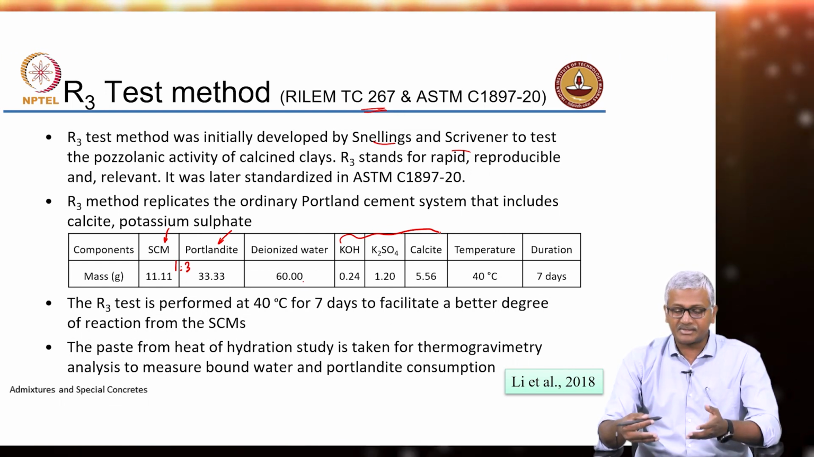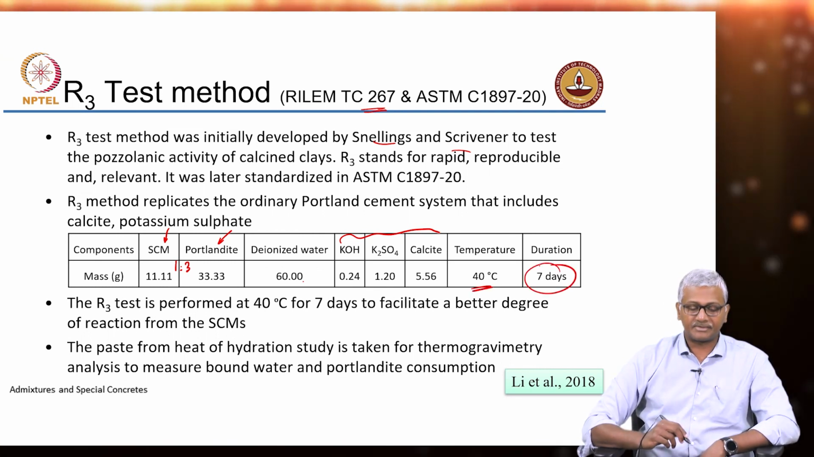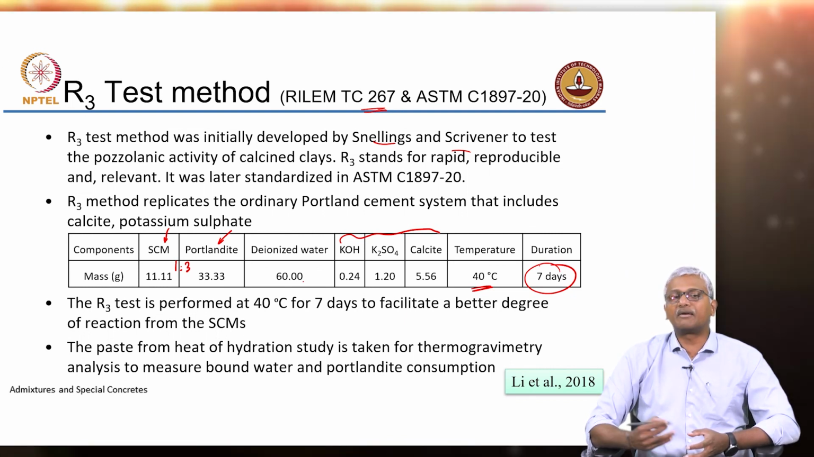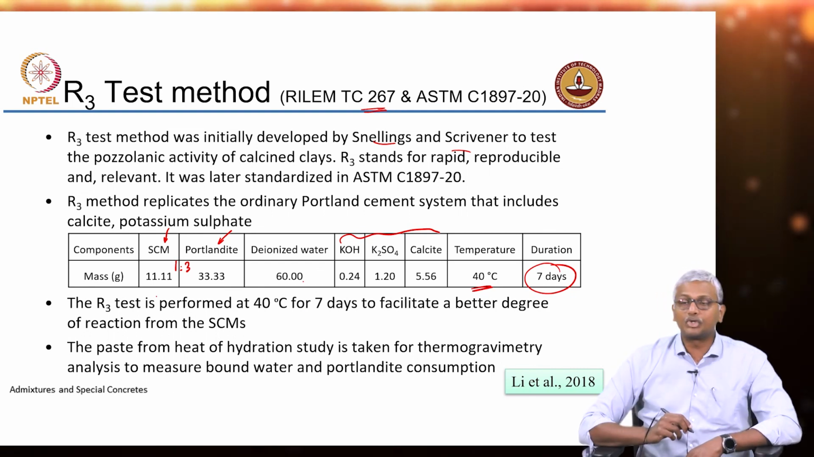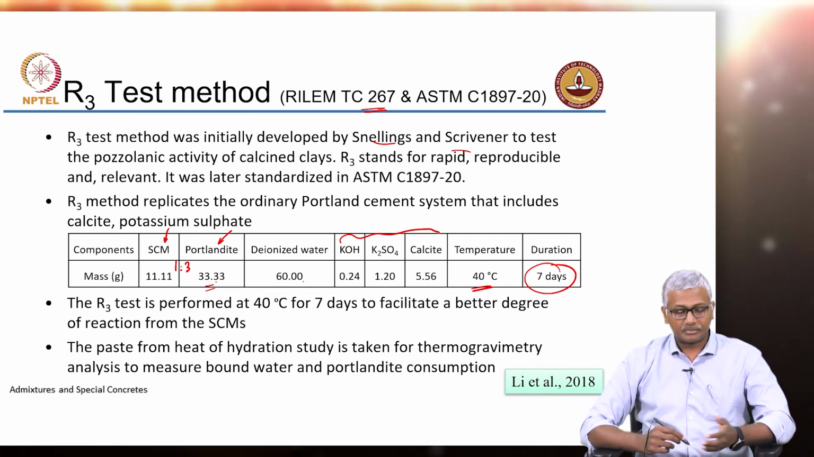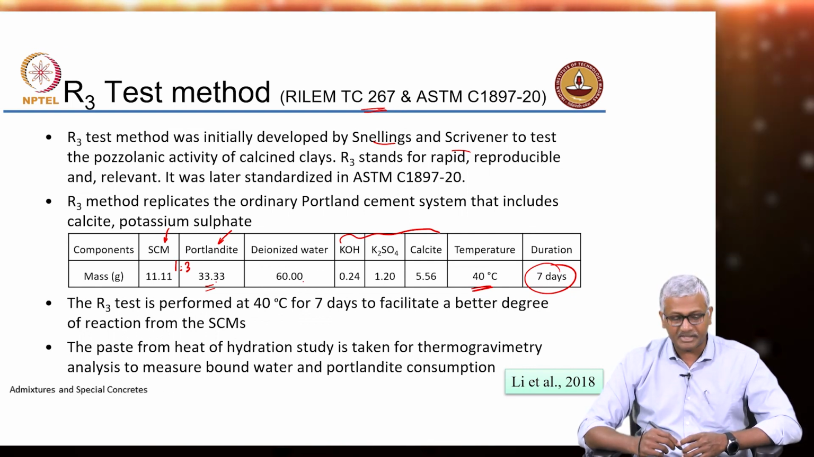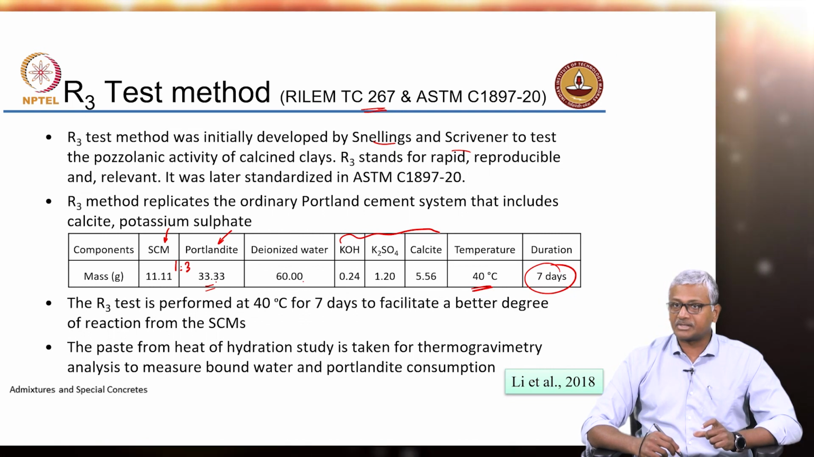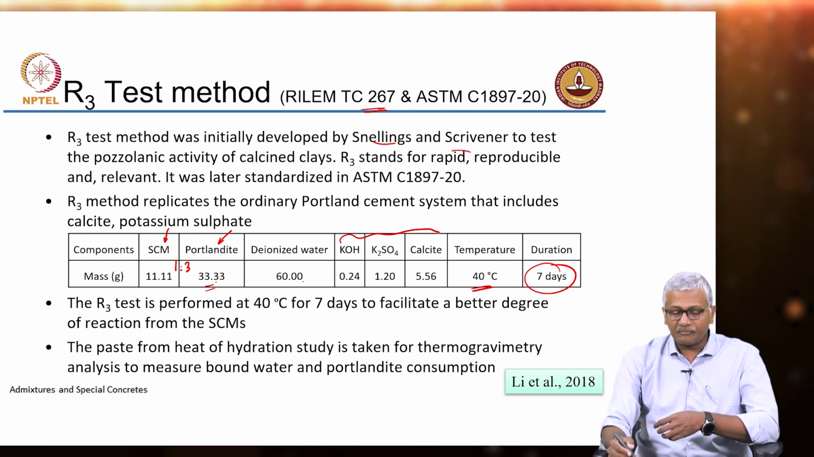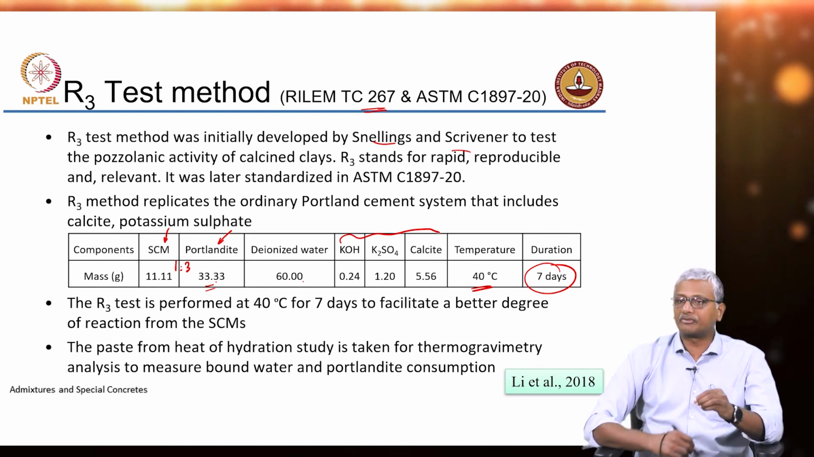Okay. So, in such a system, what we do is we test at a temperature of 40 degrees for a duration of 7 days. Now, what we are trying to assess in this test is thermogravimetrically how much of this lime gets consumed, how much of this portlandite is getting consumed by the pozzolanic reaction. Okay. So, the R3 test is performed at 40 degrees for 7 days to facilitate better degree of reaction from the SCMs, based on the heat of hydration study. So, we do a heat of hydration measurement using a calorimeter and we take the same paste and we do thermogravimetric analysis to measure the extent of bound water and the consumption of calcium hydroxide.